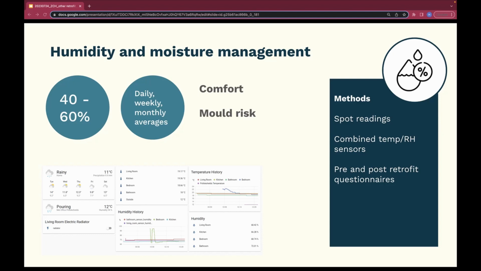You can also ask some useful questions to occupants about this. So you can ask about their perceptions of air. We do that quite effectively with our householder questionnaires, and asking about clothes drying is also really useful context.